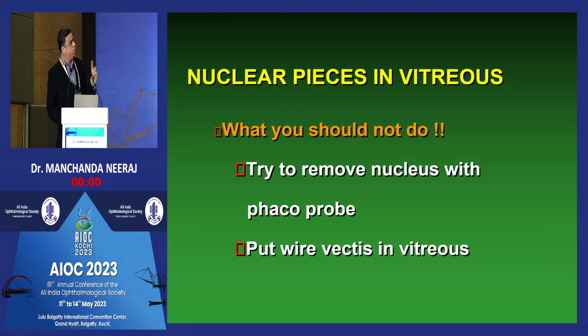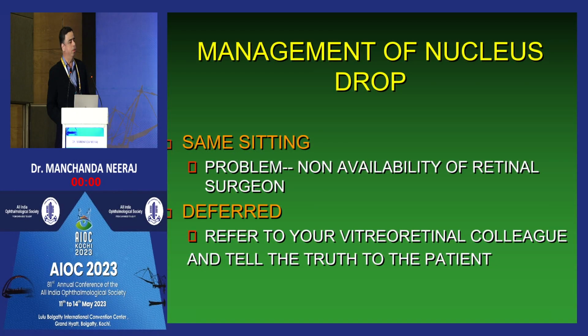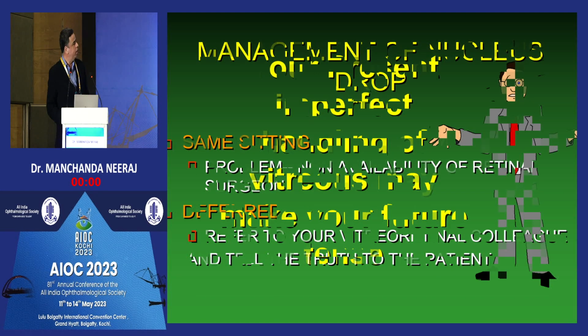What you should not do is try to remove the pieces which have gone into the vitreous. Don't run after them, and never put a wire vectis in the vitreous. That can cause a lot of problems. You can do it either on the same sitting if you have a qualified surgeon and the things are ready, or defer it for the next few days, calm down the patient, give anti-inflammatory treatment, and then when the pressures are okay, you can do the thing.